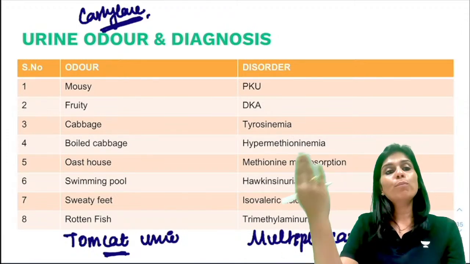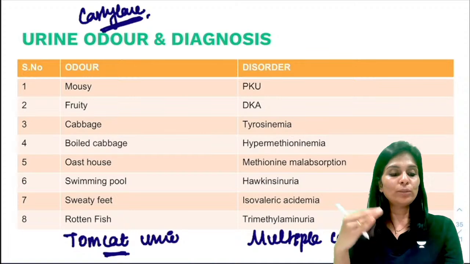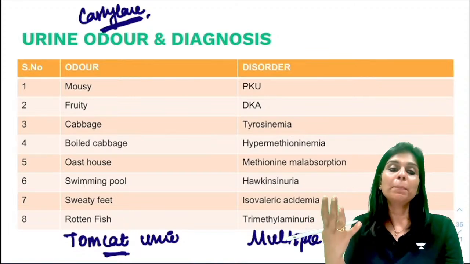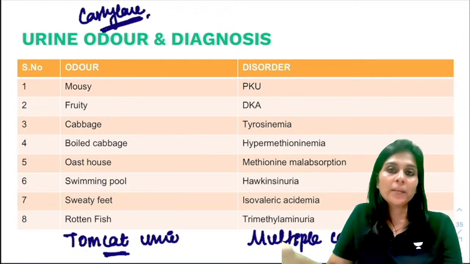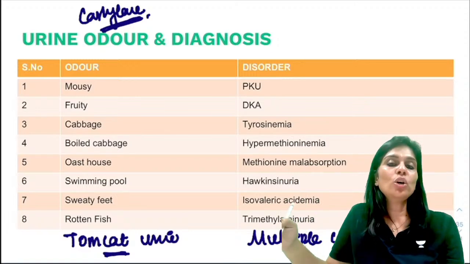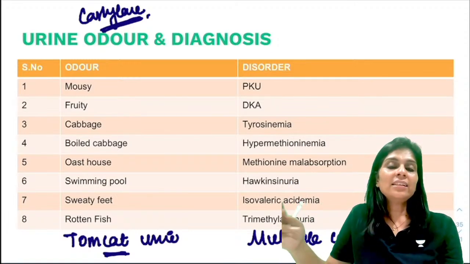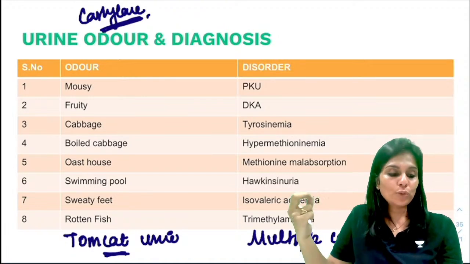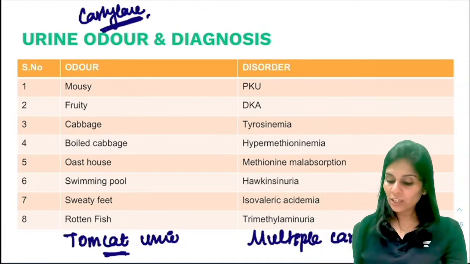After cabbage, it is boiled cabbage odor, which is too much to handle. What did I tell you? What is too much? Too much is hypermethionemia. After hypermethionemia, methionine malabsorption syndrome, that is characterized by beer odor. So it is also called as Osthaus syndrome. Okay, it is Osthaus syndrome.